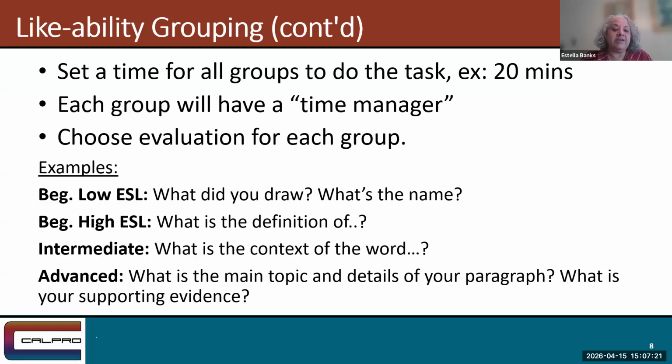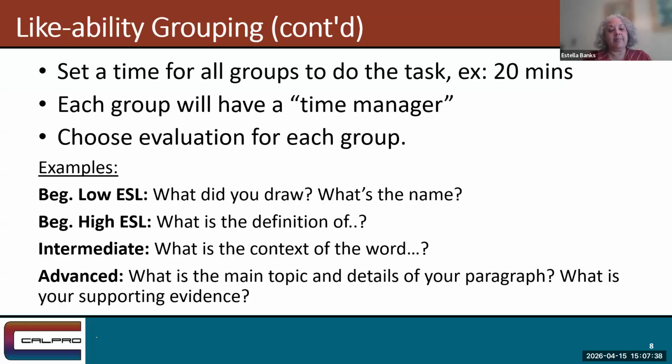Some other strategies for working with a likability group are to set a timer for them to do their task, for example, 20 minutes. Each group will have a time manager and have them choose an evaluation, and then you would choose an evaluation for each group.